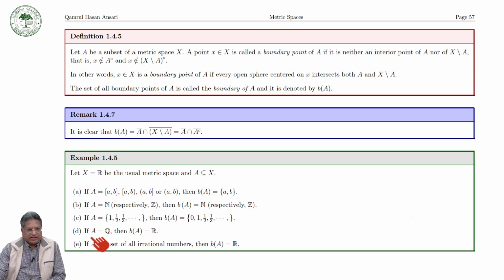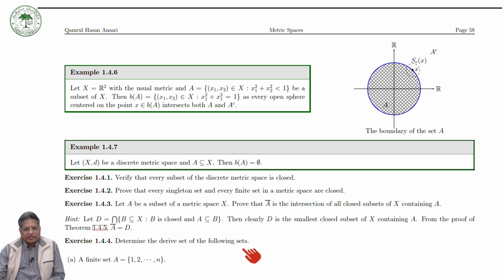If the set A is the set of all rational numbers, then the boundary of A is the whole real line. If A is the set of all irrational numbers, even then the boundary of A is the set of all real numbers, that is, the boundary of A is equal to R.